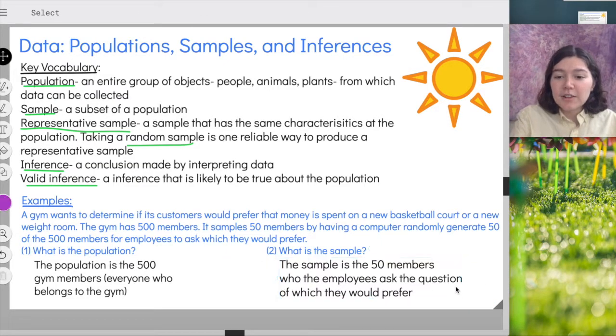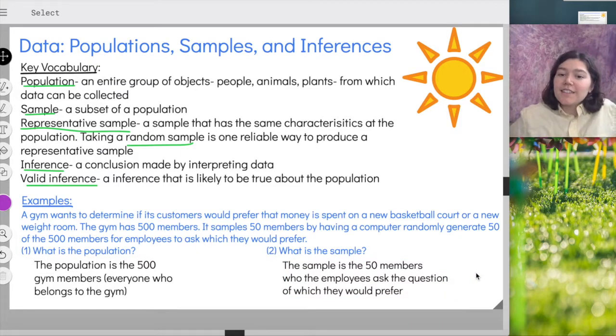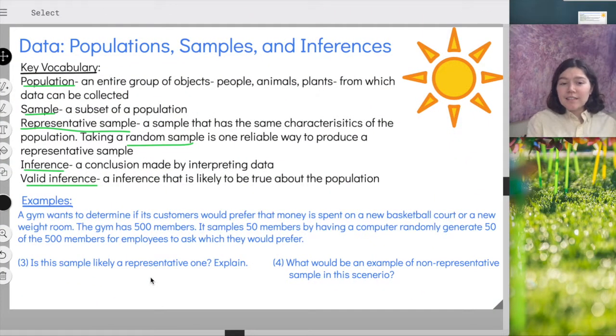So the entire population is the 500 people who belong to the gym. The sample is the 50 members we're actually going to interview. It's a subset of our population. So question number 3 says, is this sample likely a representative one? Explain. Okay, so we want to ask ourselves, what's a representative sample? Okay, let's go back to the vocabulary. A representative sample is a sample that has the same characteristics of the population. Taking a random sample is one reliable way to produce a representative sample.